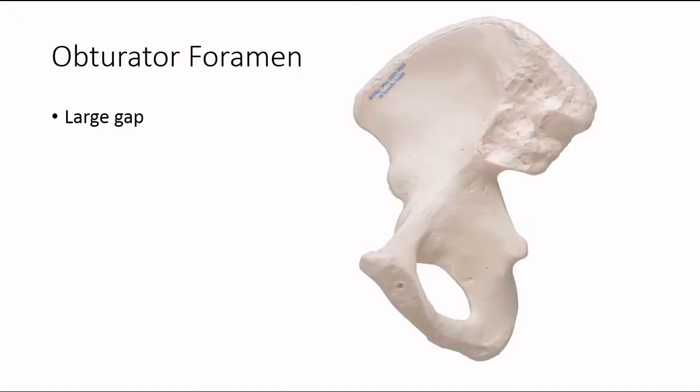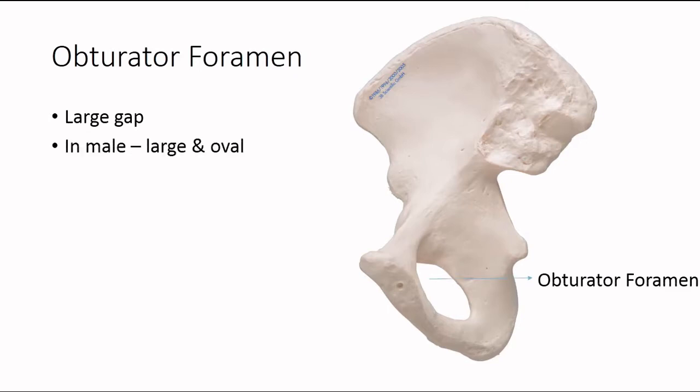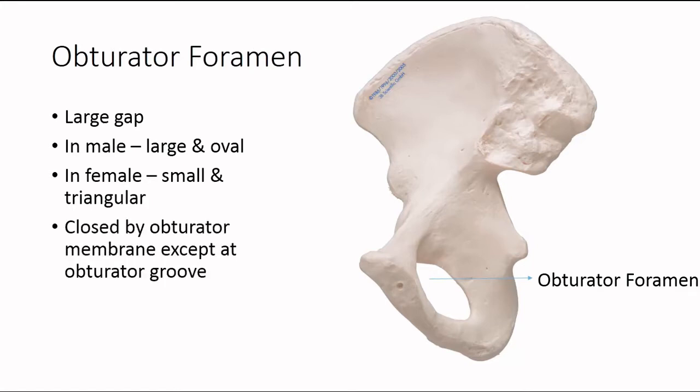So this is a continuation of part 3, hip bone. Now obturator foramen. Obturator foramen is a large gap in hip bone. So this is obturator foramen. In male it is large and oval, and in case of female it is small and triangular. So it is one of the important parameters for determination of sex, and it is closed by a membrane known as obturator membrane.